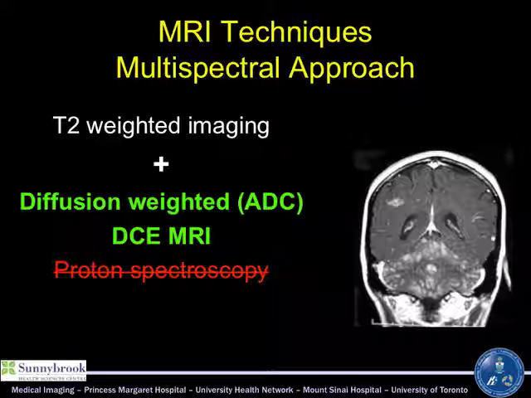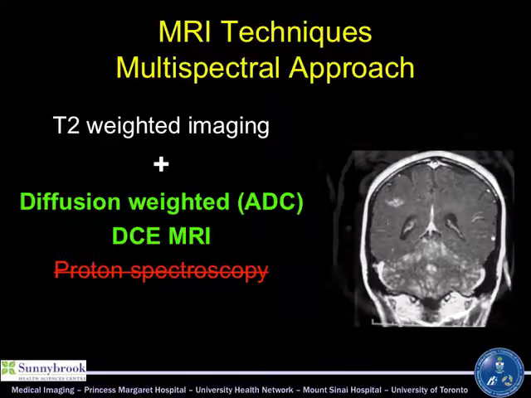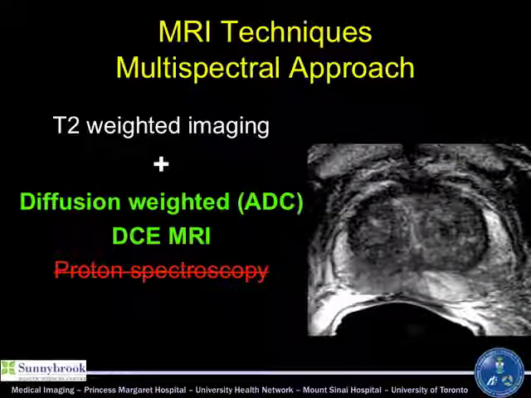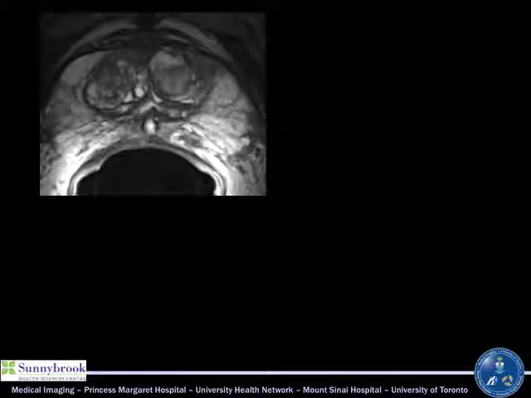So where we are today is really using T2 and then diffusion-weighted imaging. We still do dynamic contrast enhanced MR. It's helpful, I think, in select cases, but we've dumped spectroscopy. So let's now look at some cases.